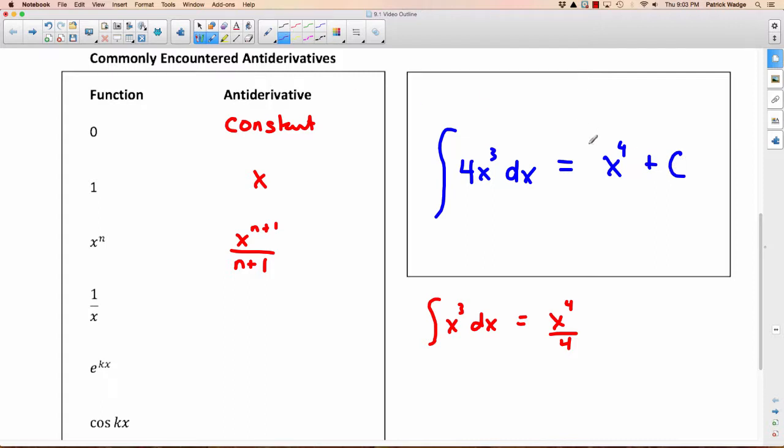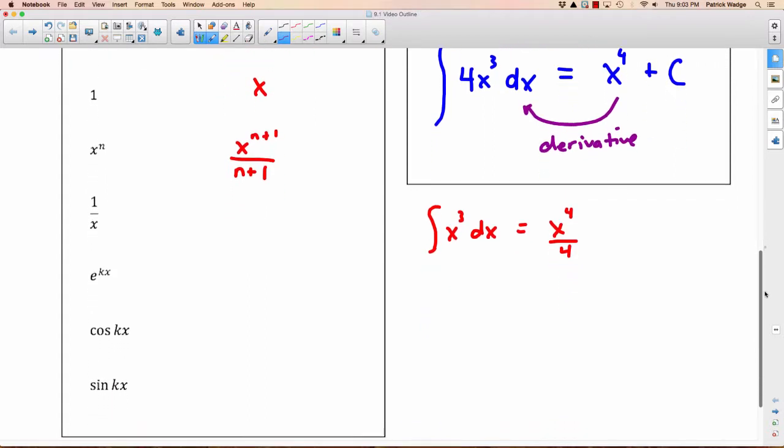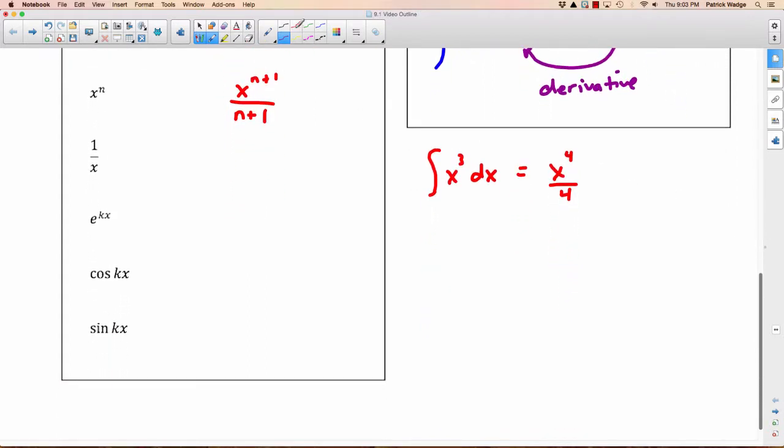So if we go this way, we are taking the integral. We're doing integration. If we go this way, this is what we've been doing this whole course. This is taking the derivative. So they're just opposites of each other. Opposite processes. Okay, let's move on.